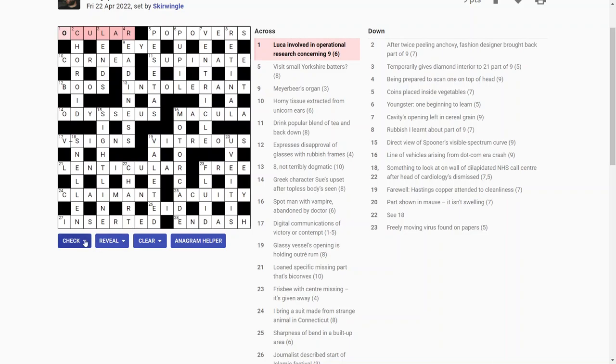So that's it. Let's check. Grid. Brilliant. No stupid spelling mistakes this time.